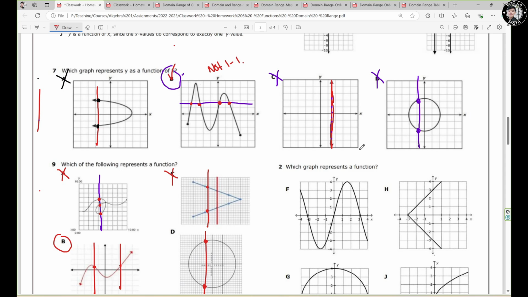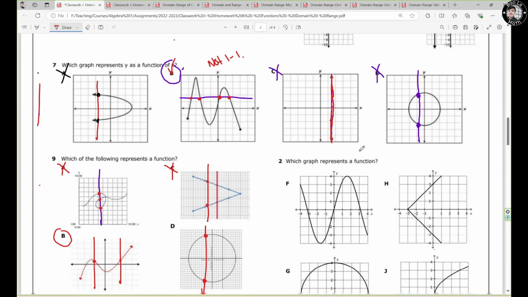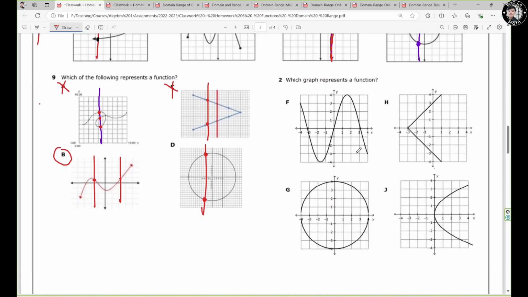Now we look at number 9 right here. Right, this is a function, right? Now we're going to check to see if it's 1 to 1, so we draw a line right here. We see that the horizontal line intersects the graph at 3 points right here. So this is not 1 to 1.